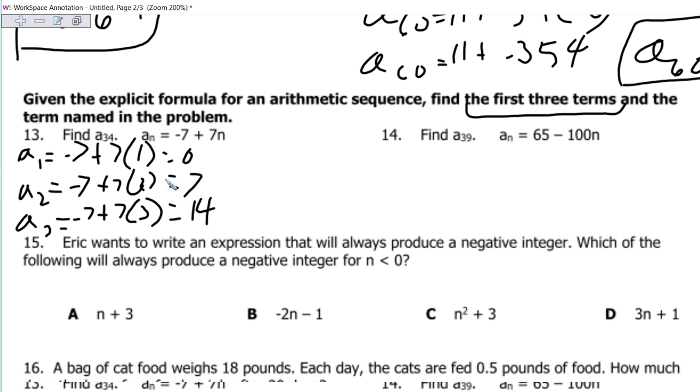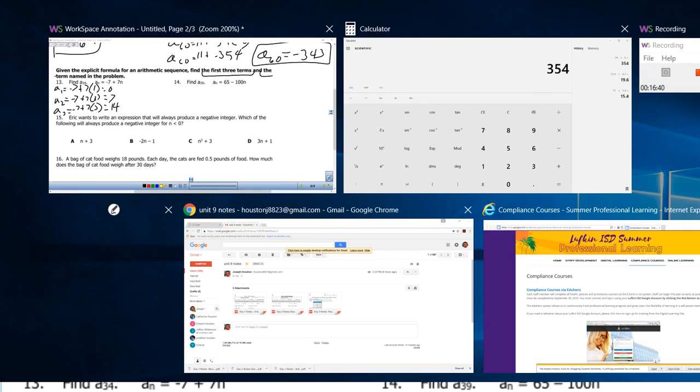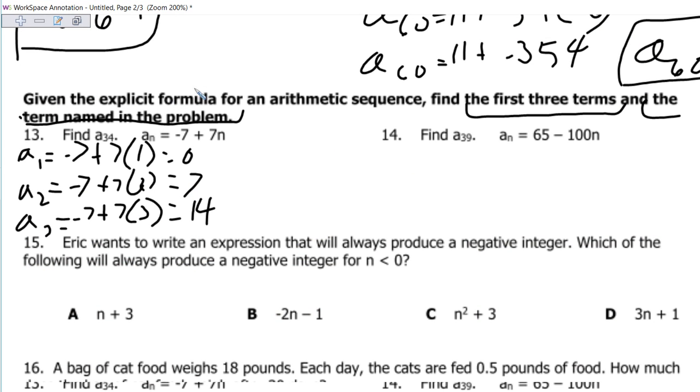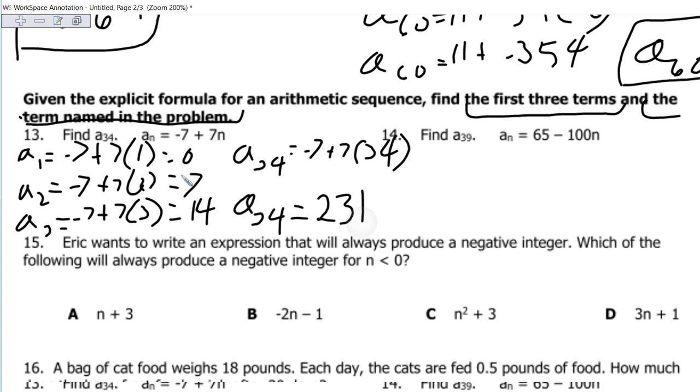Alright, and then the last one, okay, it says the term named in the problem. Okay, so that's A sub 34 equals negative 7 plus 7 times negative, or no, not negative, positive 34. Whoops. Don't know where I got the negative from. So 34. Okay, so A sub 34, after you crunch the numbers on that, you should get 231. Okay? And there you have it.